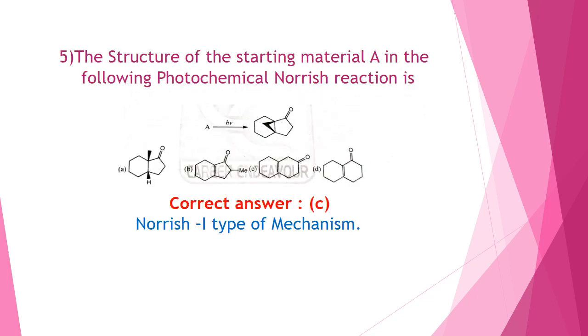Question number 5. The structure of the starting material A in the following photochemical Norrish reaction. Here we have to find out the substrate or the reactant A, and here it is an example of the Norrish type 1 mechanism. It is a photochemical reaction, and the substrate C is the reactant for this reaction. There is a possibility for the Norrish type 1 reaction here. Therefore, the answer C is correct here.